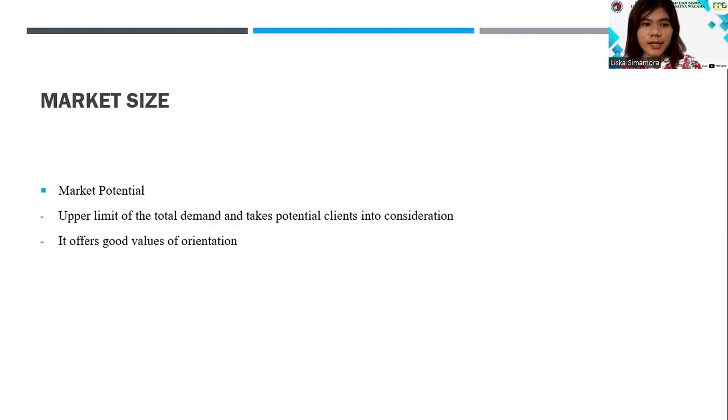And market potential offers good values of orientation. Okay, so it will offer good values of the orientation. People, what is people orientation? So you offer a good value to them. So it will give potential to your product if you can offer good values of orientation, of your customer orientation.